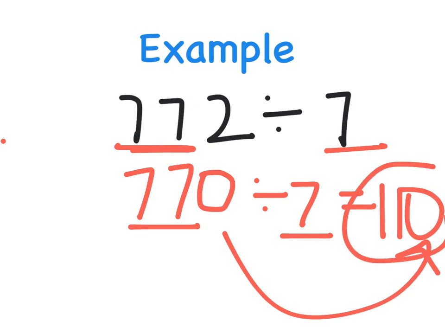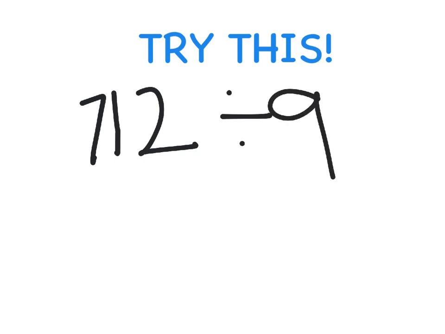You could have had different answers to these problems since it's estimating. We can all have different answers, but these are some that are easy because their non-zero digits are divisible by one another. I want you to try this problem on your own using what we've discussed. Try 712 divided by 9. Good luck!